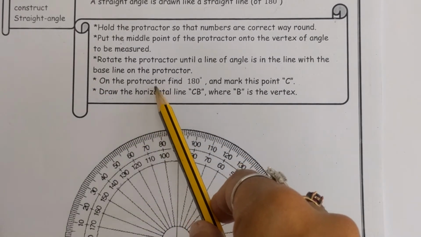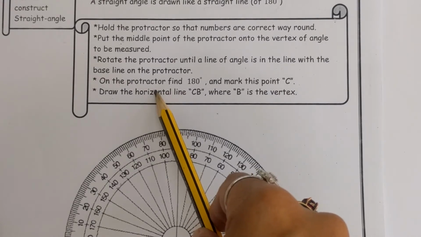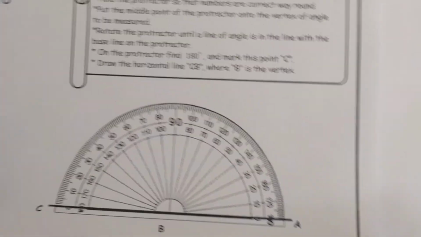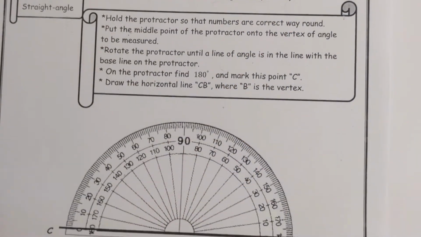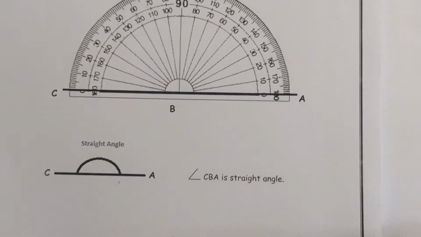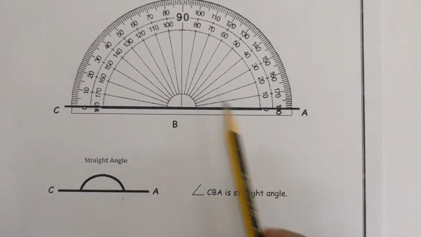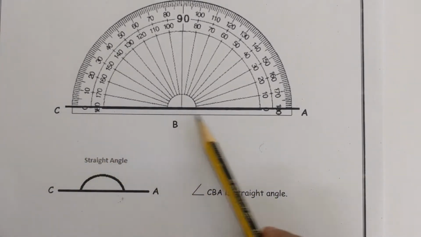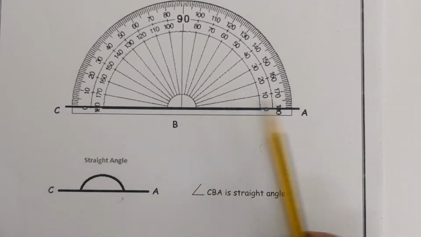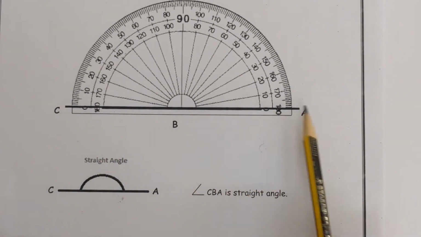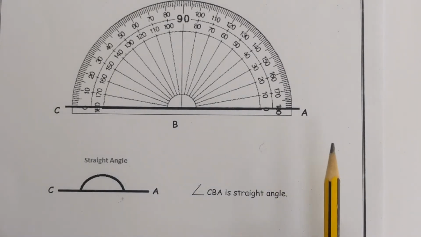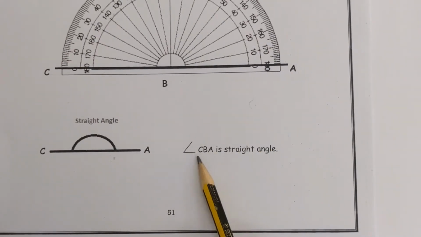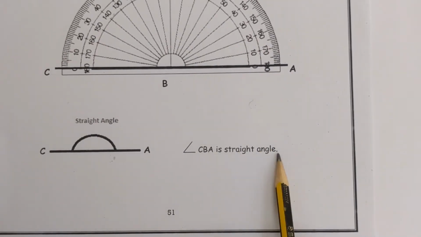So I will guide you how to construct the straight angle by an example. This guideline is just for you people. Now in this figure you can see this dark line represents the straight angle CBA or ABC. This one is a straight angle of 180 degrees. Look here, angle CBA is a straight angle.